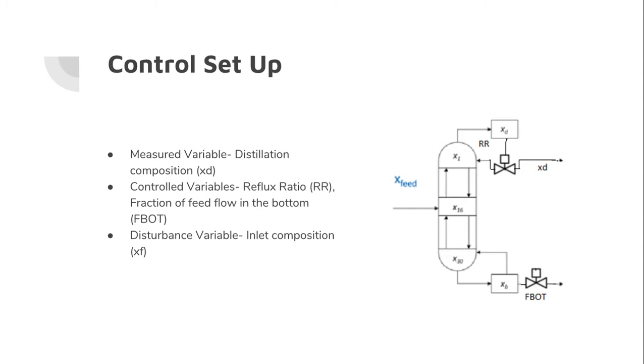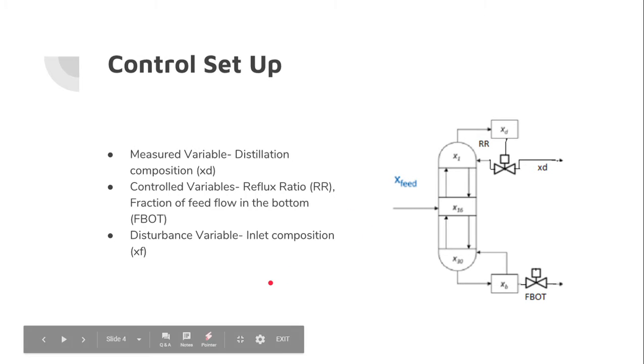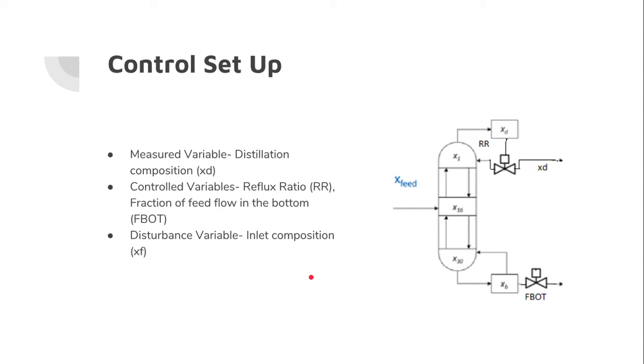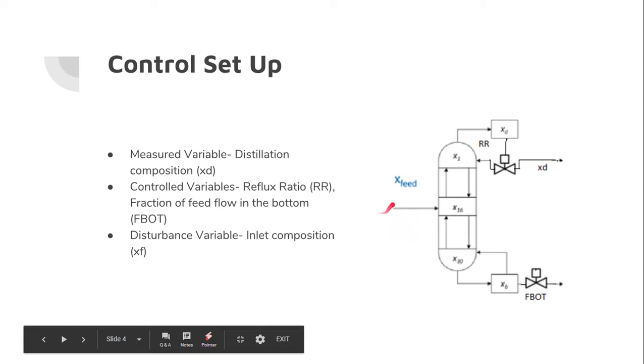To make this a control project, we wanted to measure XD, which is the composition out at the top, at a set point of 0.97 mole fraction. Then we control reflux ratio and fraction of feed flow through the bottom, F-bot, to be able to control the XD, with the disturbance variable of the composition of the feed.